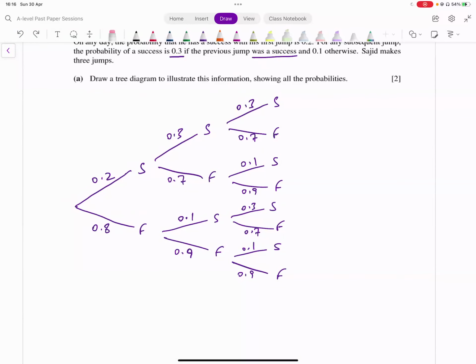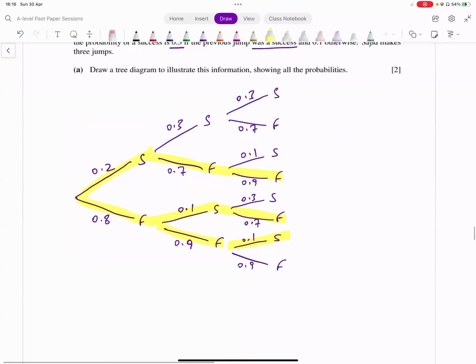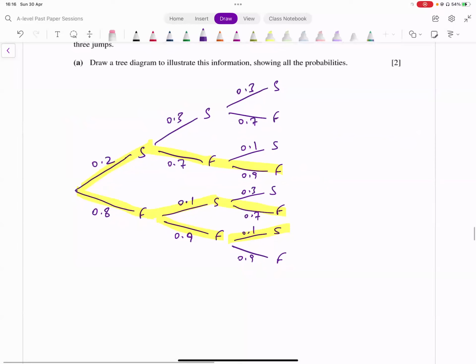One success किधर है, ये देखते हैं. You could have S, F, F, that's one possibility. You could have failure, then success, failure. Then you could have failure, failure, success. These are the three cases that you have, okay, that satisfy that condition जहाँ पे exactly one success आ रही है. ये हम यहीं पे evaluate कर लेते हैं, 0.2 into 0.7 into 0.9. This one is 0.8 into 0.1 into 0.3. And then you have 0.8 into 0.9 into 0.1.